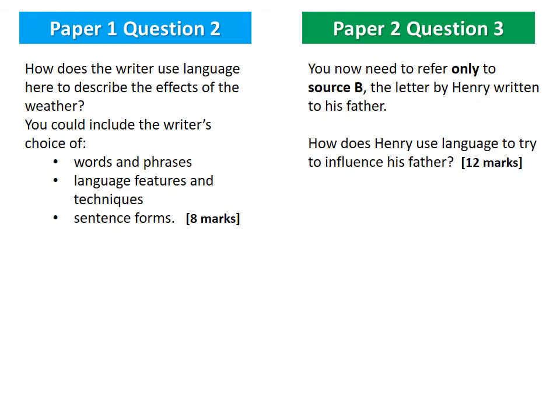Now you've essentially done this question before. For paper 1 question 2, you were asked to look at how the writer uses language to create effects, and it was broken down into words and phrases, language features and techniques, and sentence forms. Now you're being asked to do the same thing. It doesn't give you the bullet points, but they're looking for the same things.